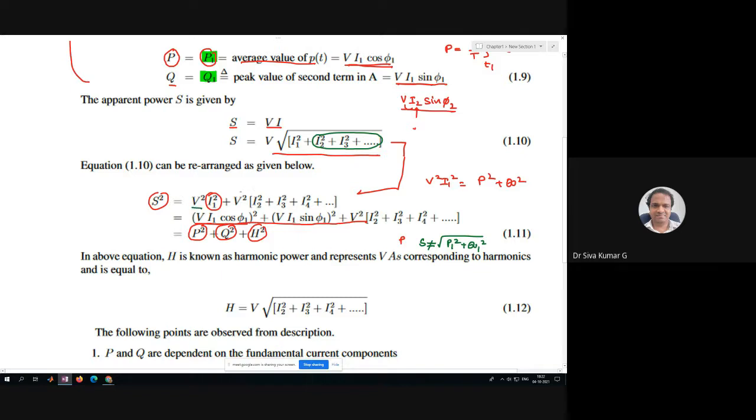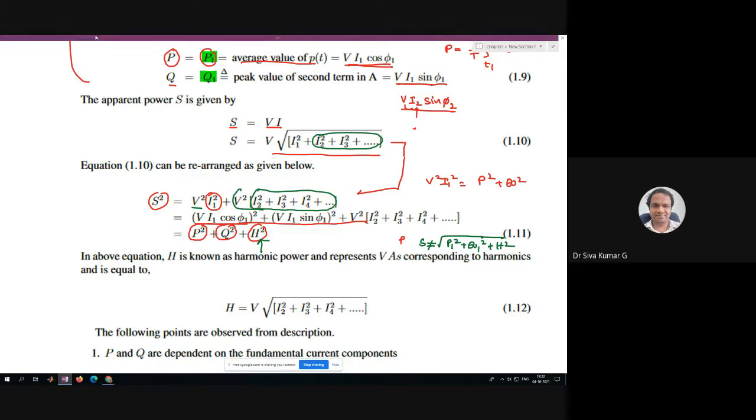Why? Because in this equation, especially these particular terms, I2 square, I3 square, and I4 square are contributing because of the harmonics. So we have a term over here, it is harmonic power. In order to make this valid, there is a harmonic power which is going to come over here. This is H square. In that case, S square is equal to P1 square plus Q1 square plus H square. This is about the harmonic power.